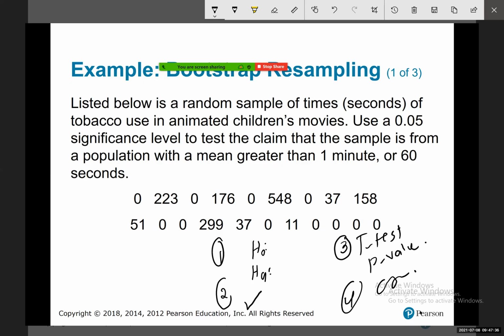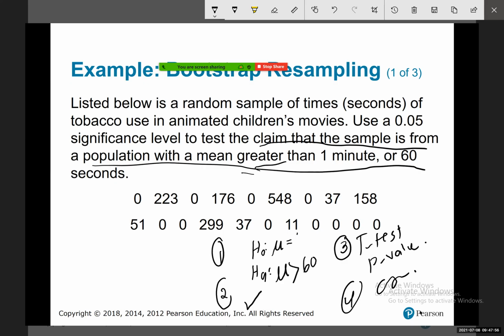So I want you to start with the null hypothesis and alternative hypothesis. Always use the last sentence to form it. Since it's about the average, you would say mu equal to, and then in this case mu greater, so mu greater than 60 seconds, or mu equal to 60. Mu equal to 60 seconds, mu greater than 60.